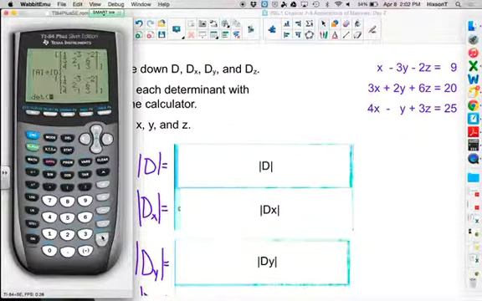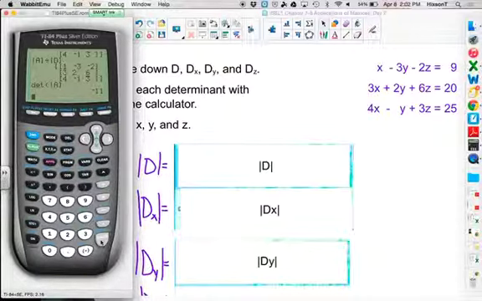Okay? Now, if you have an 83 or an 84, take a couple minutes here and find the other 3, and then use Cramer's rule. Okay? Just follow the steps there.